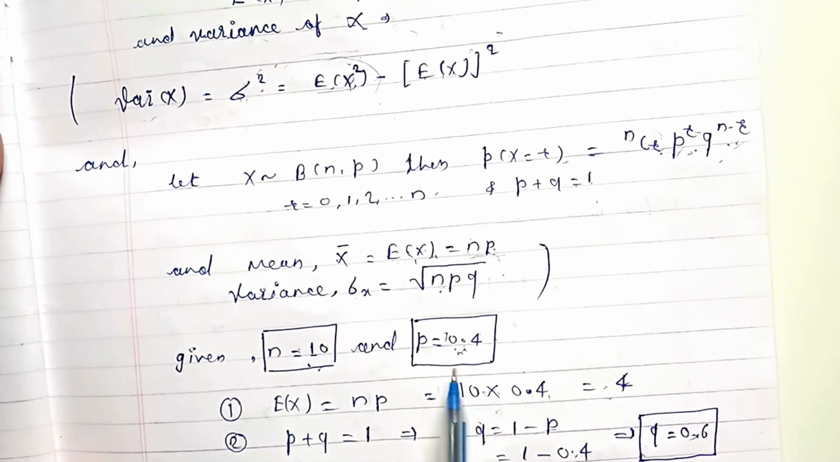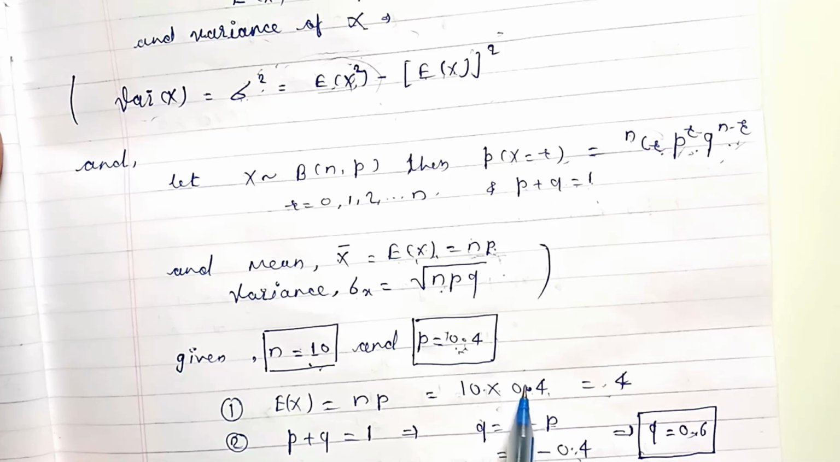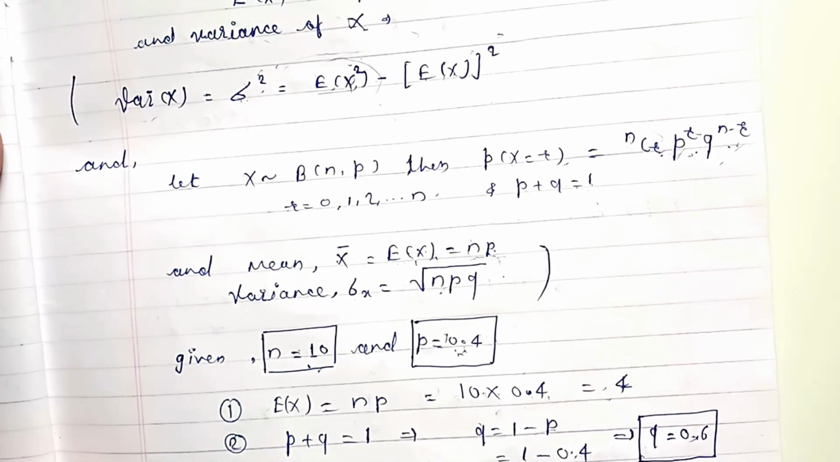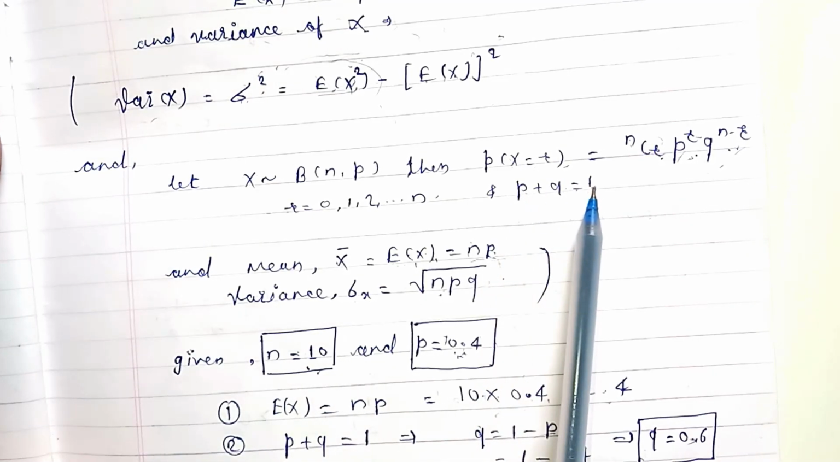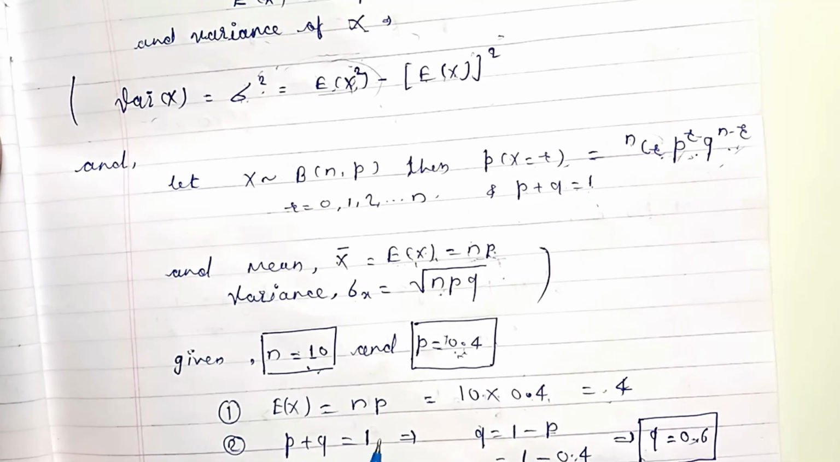Okay, so n is 10, p is 0.4. Okay, 10 multiplied by 0.4 comes to 4. And one more result we know: in a probability distribution, when we add the two probabilities we get the answer 1. Okay, so p plus q is 1.